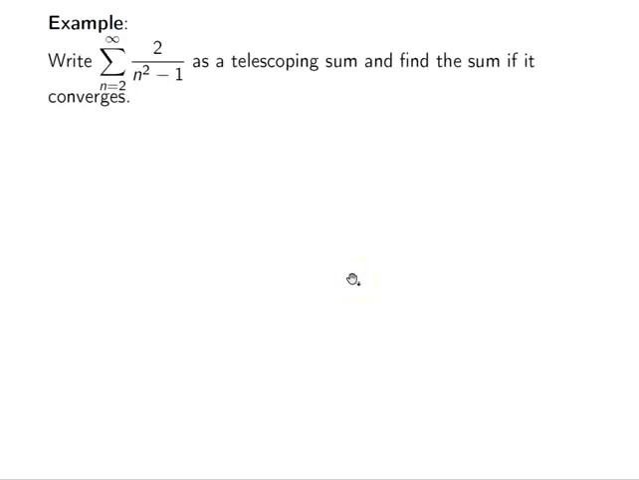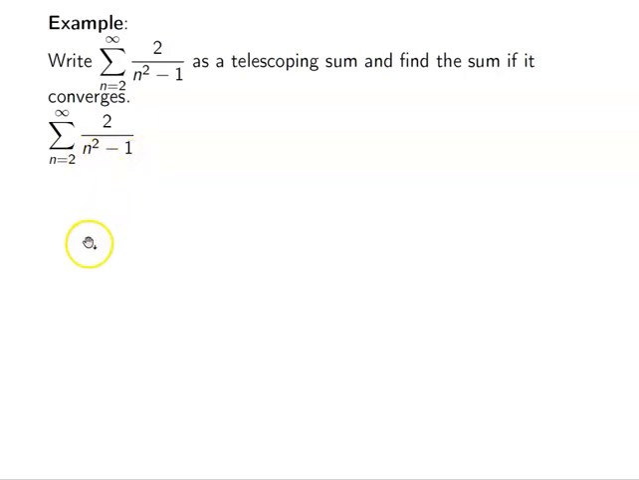So let's do another example. It's asking us to write the sum starting at n equals 2 of 2 over n squared minus 1 as a telescoping sum, and to find the sum if it converges. Now, if I want to write something as a telescoping sum, there's a condition I need, and not always, but it helps: if I can deconstruct this ratio using partial fraction decomposition, generally I can change this into some sort of telescoping sum. So that's what we're going to do.